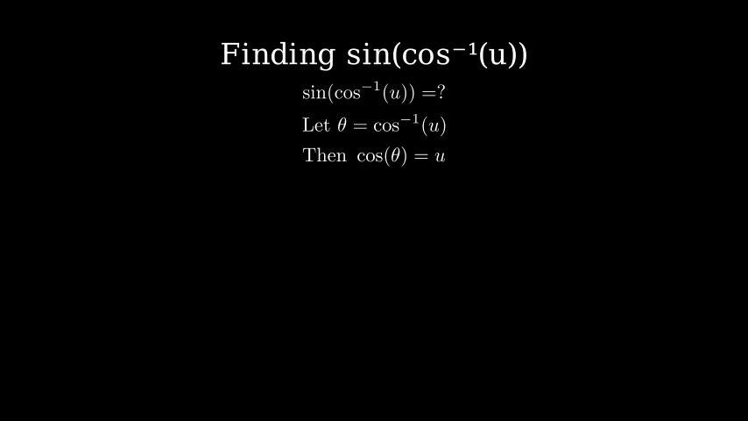If we let theta equal cosine inverse of u, then cosine of theta equals u. Now, let's draw a right triangle to visualize this. In this right triangle, we'll make the adjacent side over the hypotenuse equal to u, since that's the cosine of theta. If we make the hypotenuse 1, then the adjacent side must be u.